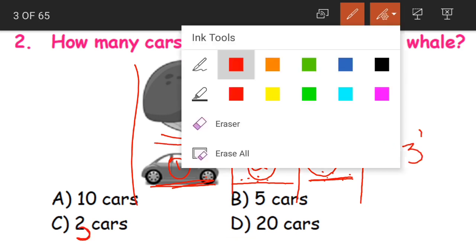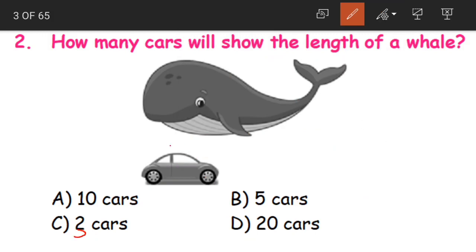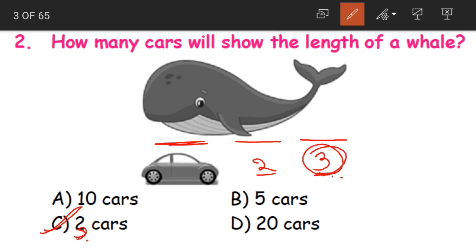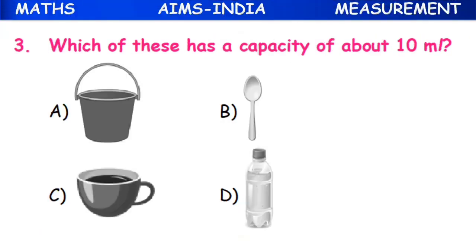Understood children? See, 1 car is able to cover only this much distance. So to cover the remaining length of the whale, we will need 2 more cars. That is car number 2 and car number 3. So in total 3 cars. Option C, 3 cars will be needed to show the length of the given whale. Now coming to question 3.